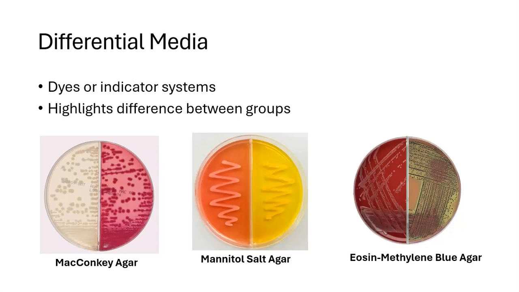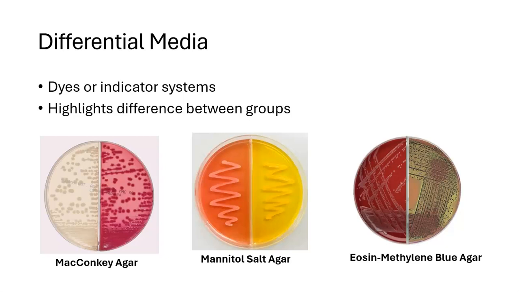These same media are also differential. A differential media contains dyes or some type of indicator system that allows it to highlight differences between groups. So the MacConkey agar allows gram-negatives to grow, and then it has a special sugar in it that, when fermented, the colonies turn pink. So organisms that can ferment this sugar show pink colonies, while organisms that don't ferment the sugar show clear colonies.